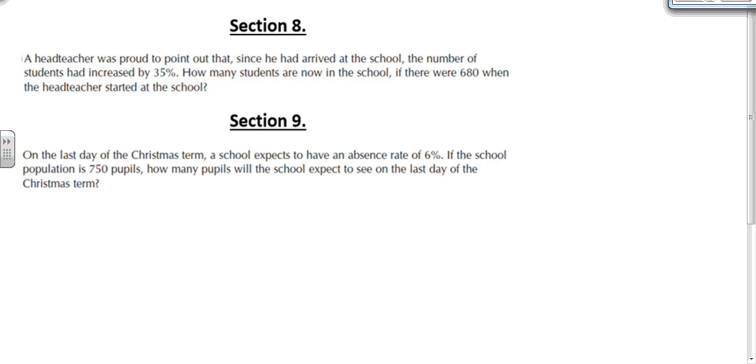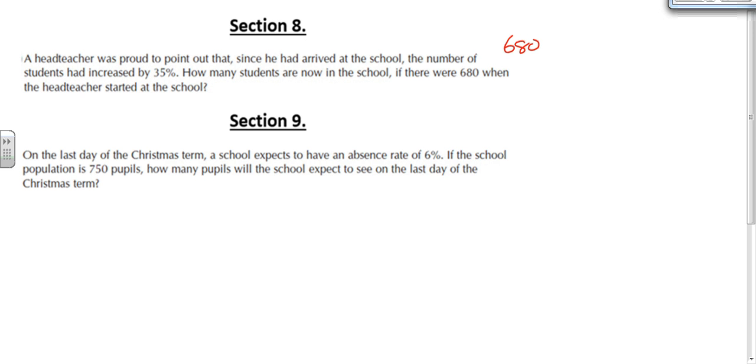Okay, so the next question. The head teacher was proud to point out that since he had arrived in school, the numbers of students had increased by 35%. How many students are now in school if there were 680 when the head teacher started at school? So the whole thing about this is with the new GCSE, the questions are getting a little bit more complicated, but only because it's problem solving. The math is still exactly the same. What we're doing is 680, and we're going to increase it by 35%.